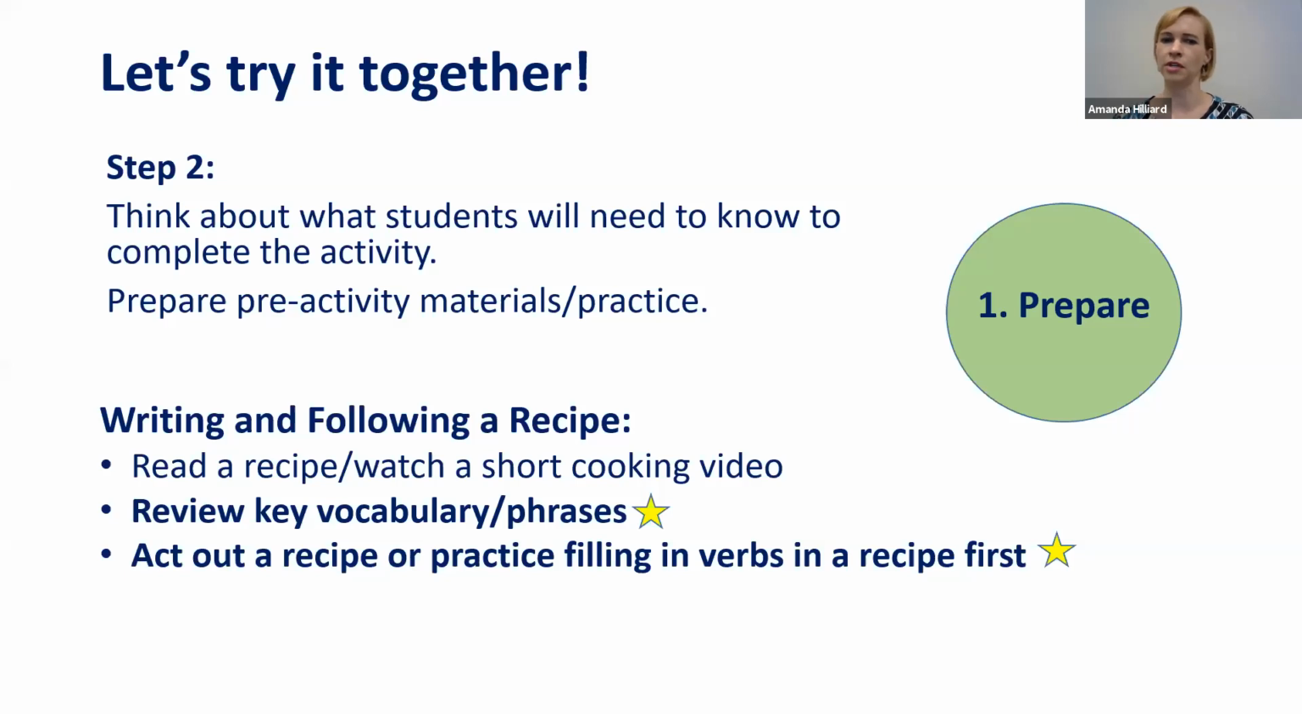You might have the students read a recipe or watch a short cooking video so they have a model for the activity later. You could review key vocabulary, phrases, or grammar. You could have the students act out a recipe or practice filling in the verbs in a recipe first. Again, this would help them have a model and help them see how to use the imperative verbs so that they can write their own recipes later. I'm going to show you two examples here. Let's take a look at the next slide.